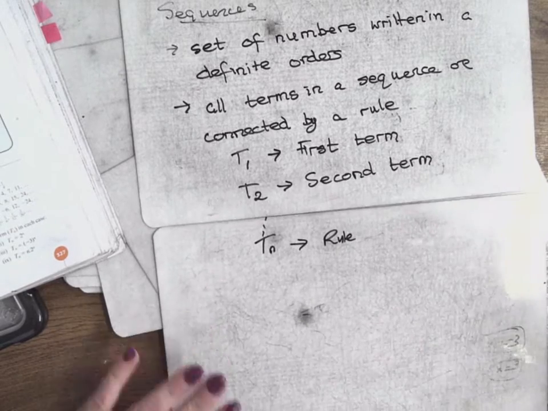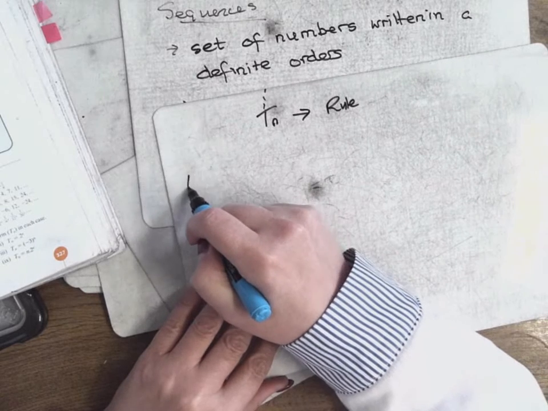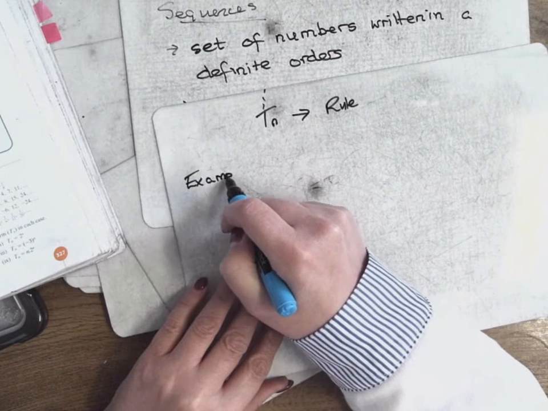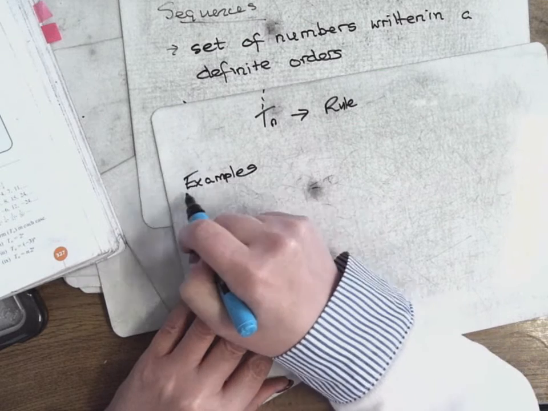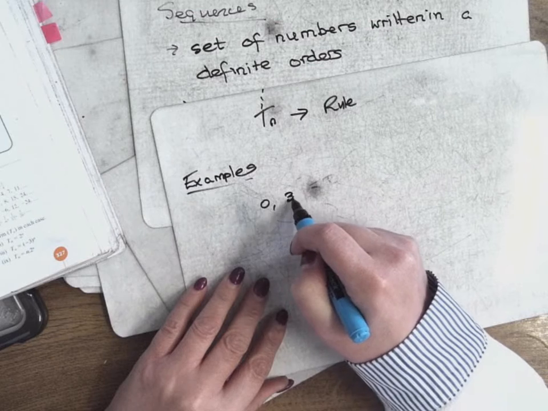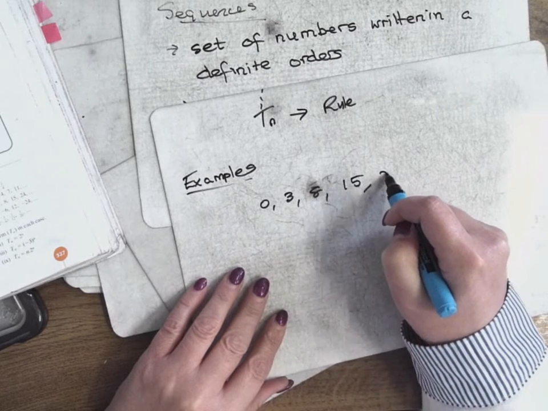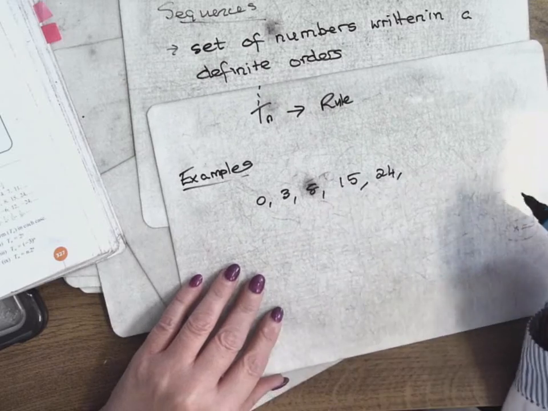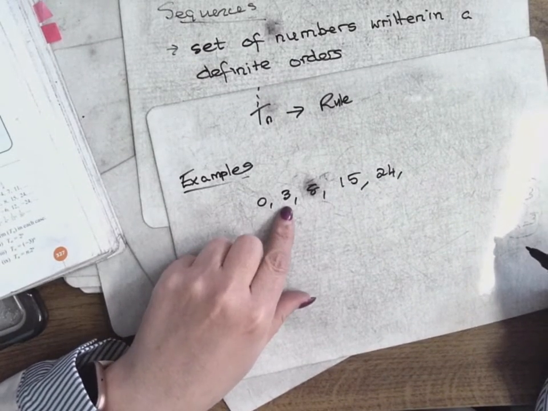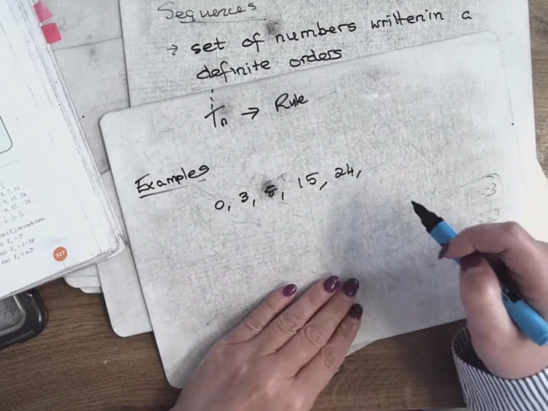We'll practice a few of these. I'll just load the examples in together. If I had the sequence 0, 3, 8, 15, 24, what would the next term be? You have to spot the pattern. You add 3, you add 5, you add 7, you add 9. What will I add next?